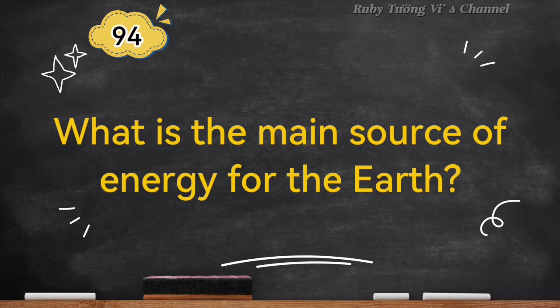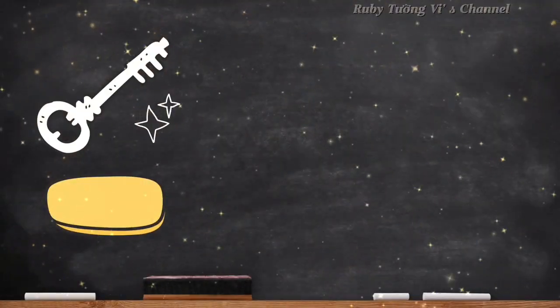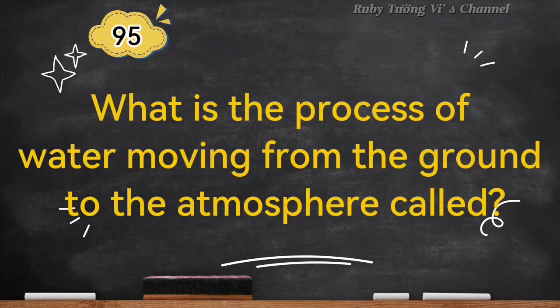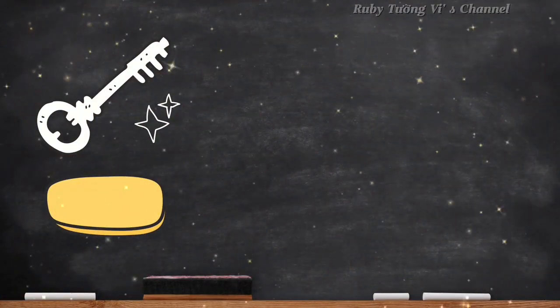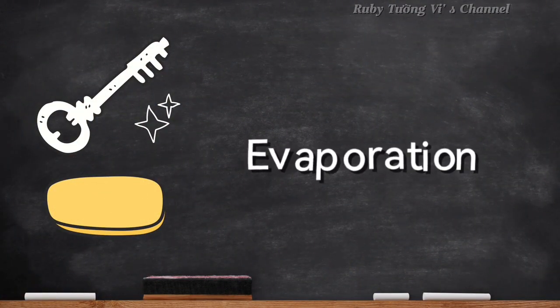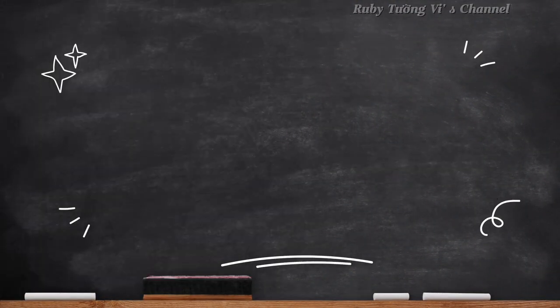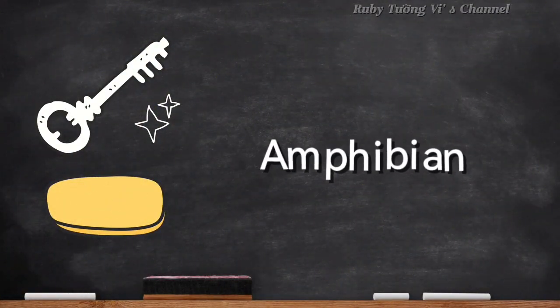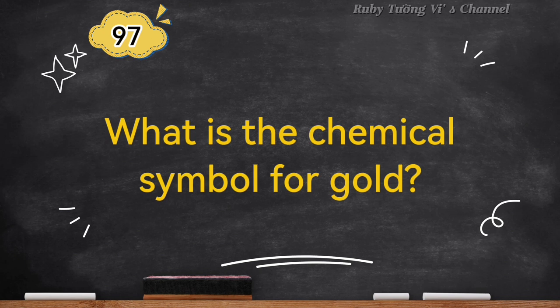What is the main source of energy for the Earth? The sun. What is the process of water moving from the ground to the atmosphere called? Evaporation. What type of animal is a frog? Amphibian. What is the chemical symbol for gold?